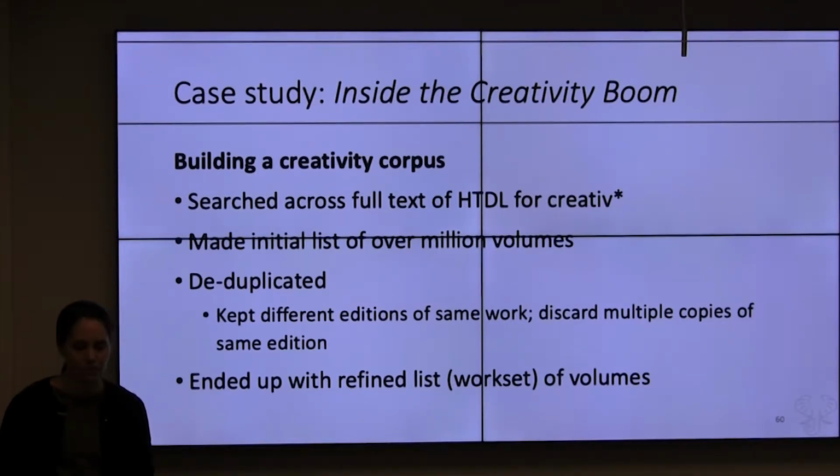Sam decided for his project that he would keep different editions of the same work, but discard multiple copies of the same edition. Using Pride and Prejudice as an example again, even though that likely wasn't in his data set, if it were published in 1915 and 1930, since he was only looking at the 20th century, that's two different editions of the same work. He kept each of those because he thought that it showed some cultural significance. But if there were two copies of the 1915, he got rid of one of them. And then he ended up with a refined list of volumes for his analysis.